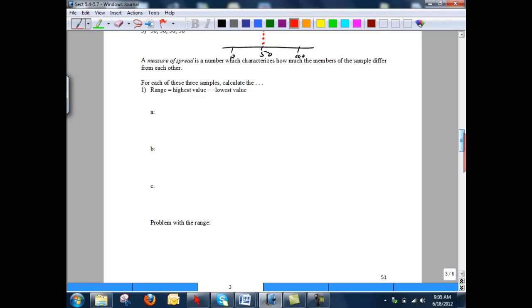It talks about how much the members of the sample differ from each other. One thing to do is to compute the range. We've already looked at that. It's the highest data value minus the lowest data value.